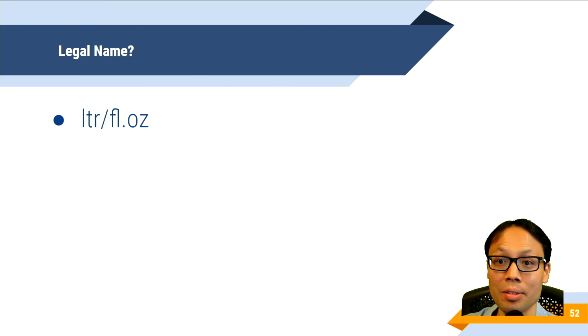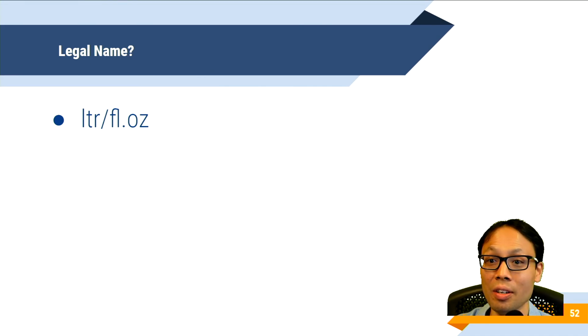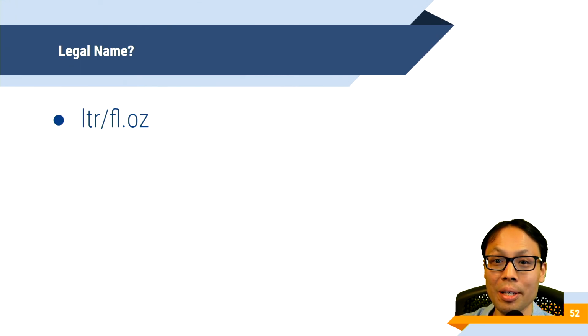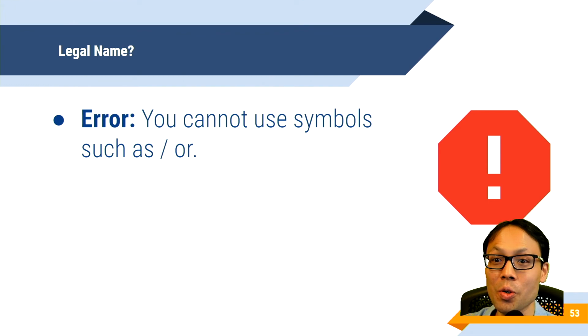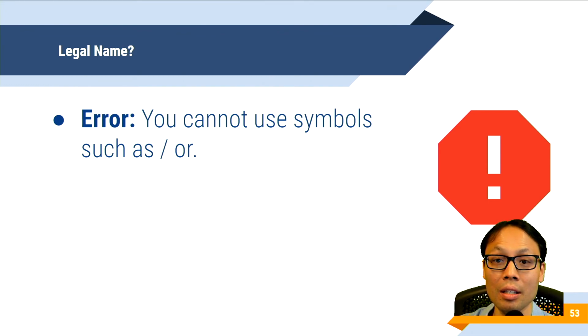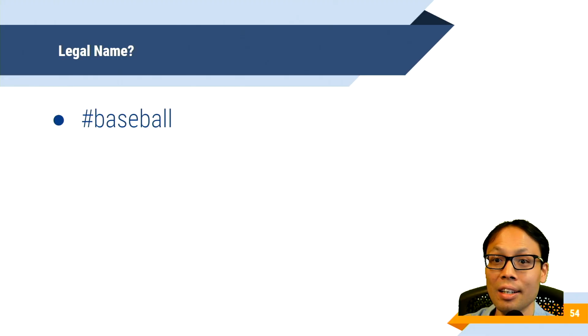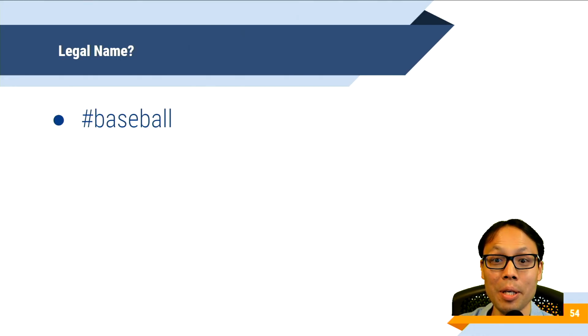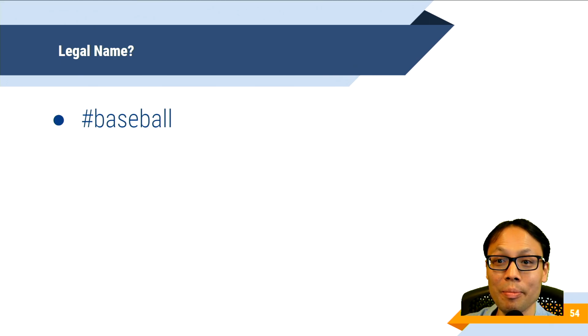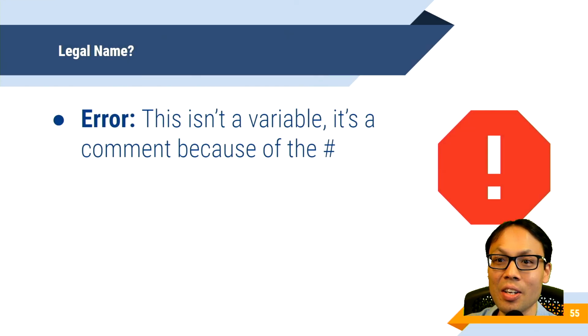All right, how about this? LTR slash fl.oz. Is that a legal variable name? The answer is no, because you can't use symbols like the slash or a period in a variable name. They have different meanings, which we'll go over in another lesson. All right, how about hashtag baseball? Is that a legal variable name? The answer is no, because a hashtag in Python means commenting.